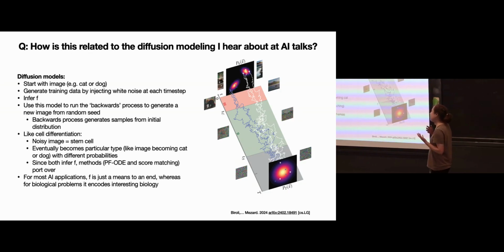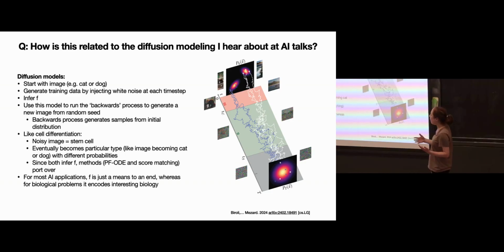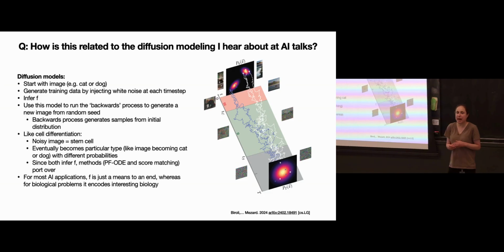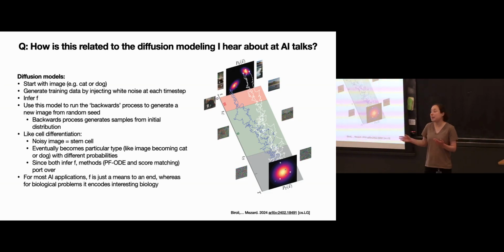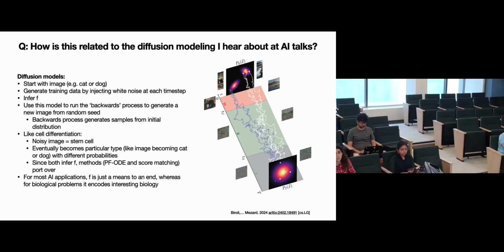But the remainder of that process of inferring F and so forth is essentially the same, which means that methods development in this big world of computational work on AI can actually port over and be useful for some of these biology problems, and that's what this probability flow inference paper does.